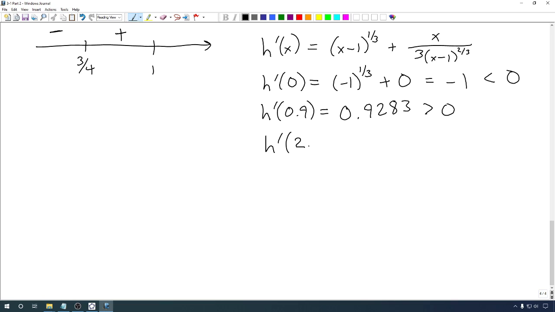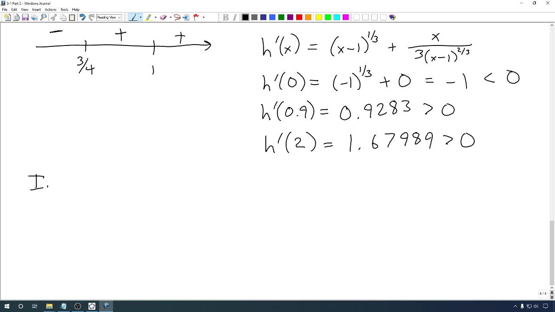Finally, I picked 2 for my test point for 1 to infinity, just because I like to pick integers if I can. But it turns out I still needed to use a calculator for this. I get approximately 1.67989. But the important point, again, is that it's a positive number. I get a plus sign.